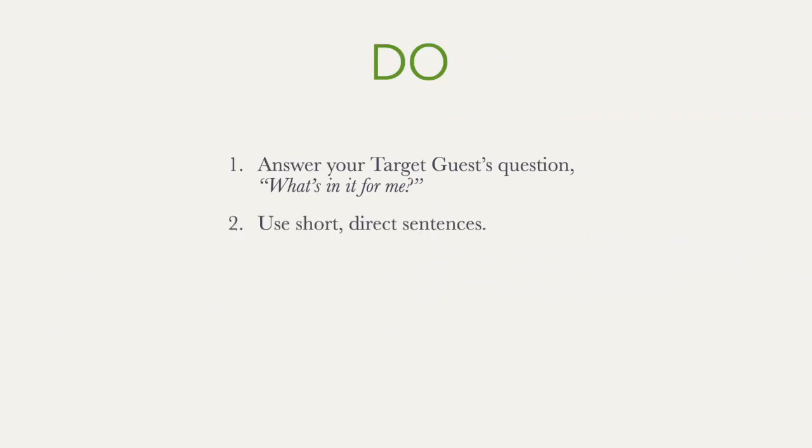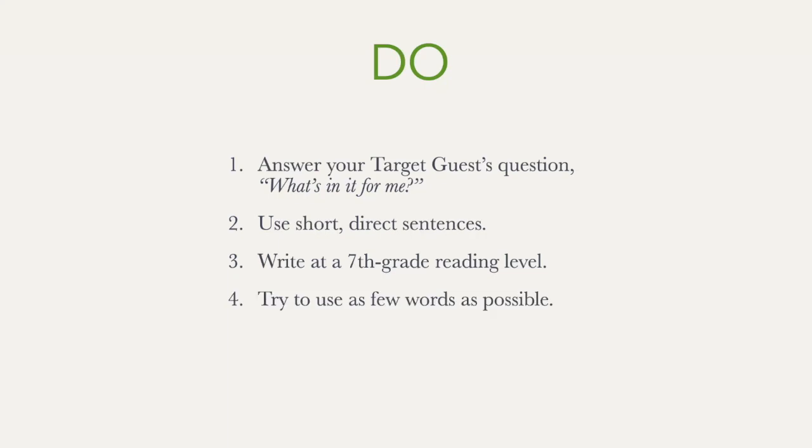And so when we look at the do list of some things I want you to do, I do want you to answer their question of what's in it for me. When you read that page, you should be able to answer that question. When you show your corporate tour page to a colleague or a friend, they should be able to understand this is what I get out of it. And for that, I want to make sure you're using short, direct sentences. I want you to write at a 7th grade reading level. Keep it real easy to comprehend. I want you to use as few words as possible.